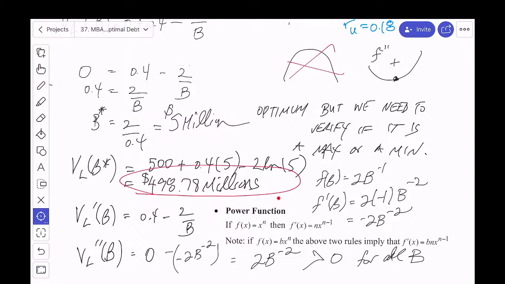So what would be the answer here? This function is going to go higher and higher and higher. The value is going to increase unbounded as long as you increase debt. So in this example, you can have as much debt, just infinite debt is the answer. That's the optimal level.